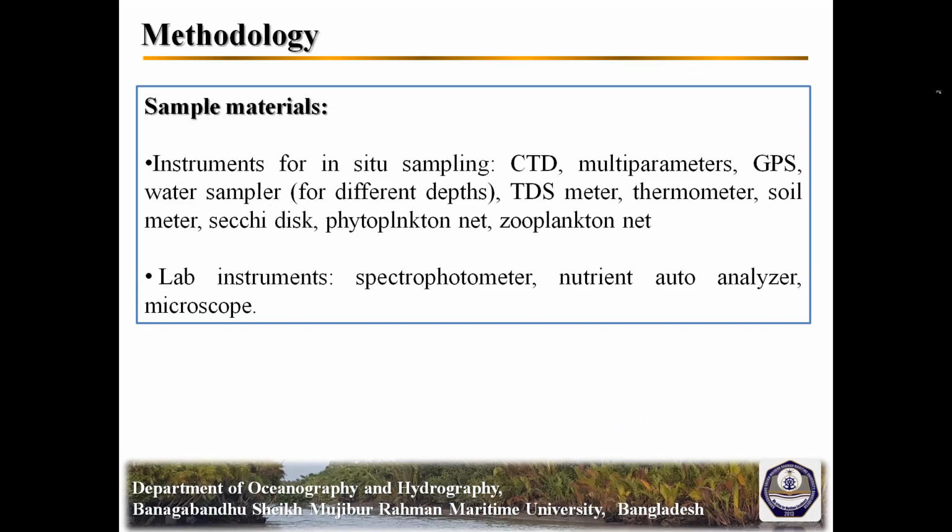Sample materials. We have used several instruments for oceanographic data collection, like CTD, multi-parameter probes, GPS, water sampler, TDS meter, thermometer, secchi disk, phytoplankton net, and zooplankton net. We also have lab instruments like spectrophotometers, nutrient autoanalyzer, and microscope.